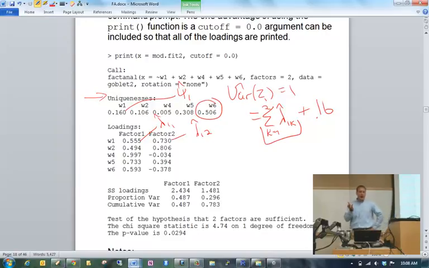Also, before I forget, I want to make sure I say this. I know I said it earlier, but factanal will automatically standardize your variables before it is actually run. And there's no way to get around that.